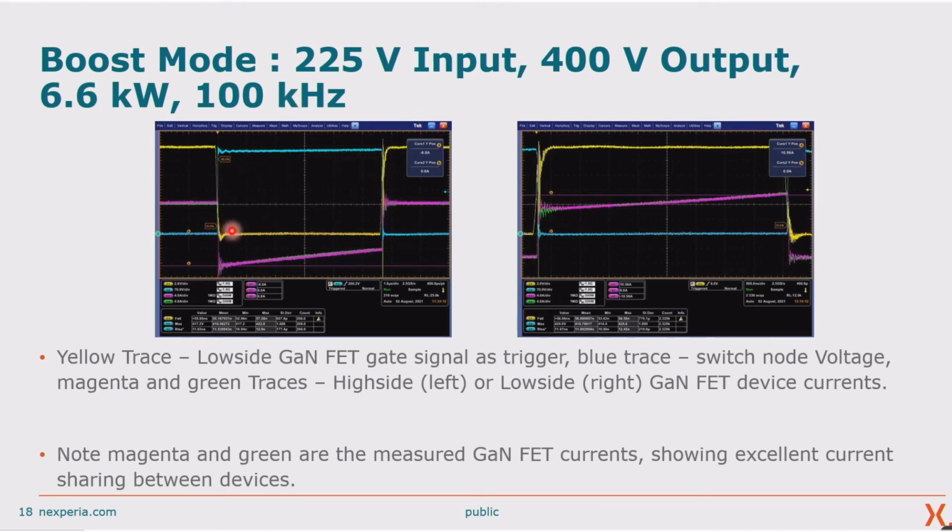This time, we can see again that the switch node voltage is nicely damped in this configuration and mode, very nicely at both switch on and switch off. And again, the currents are being nicely shared between the high side on this side and the low side on this side.